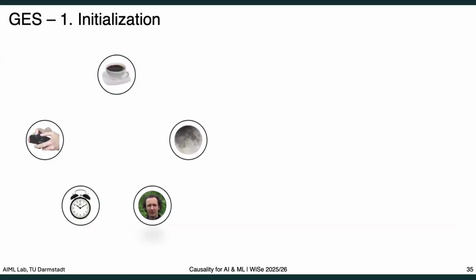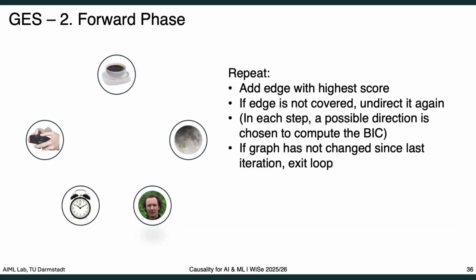All right, let's go through an example, same as before. So we add the edge with the highest score if the edge is not covered and undirected. And if the graph has not changed since last iteration, exit the loop. So in this case, for example, first it might be that the edge that maximizes the likelihood the most is that one. Then we get this.